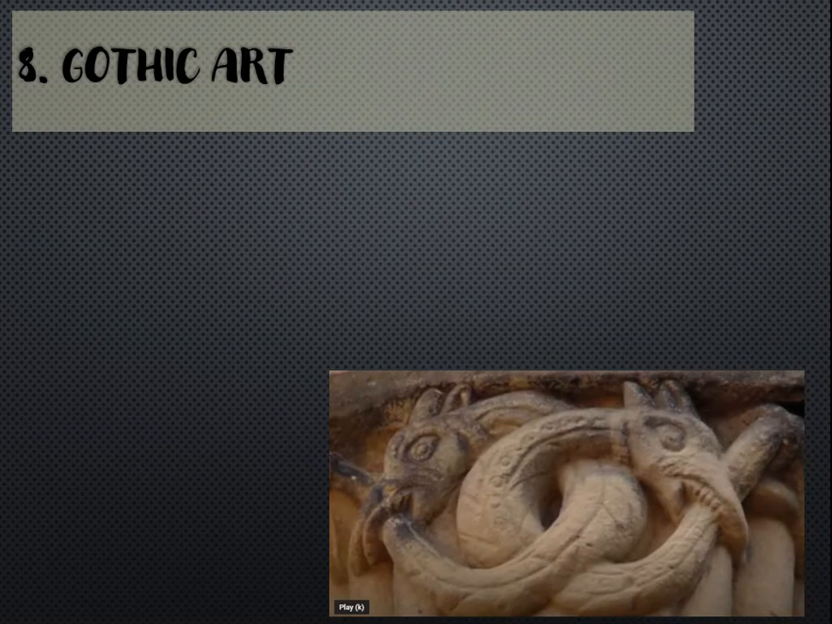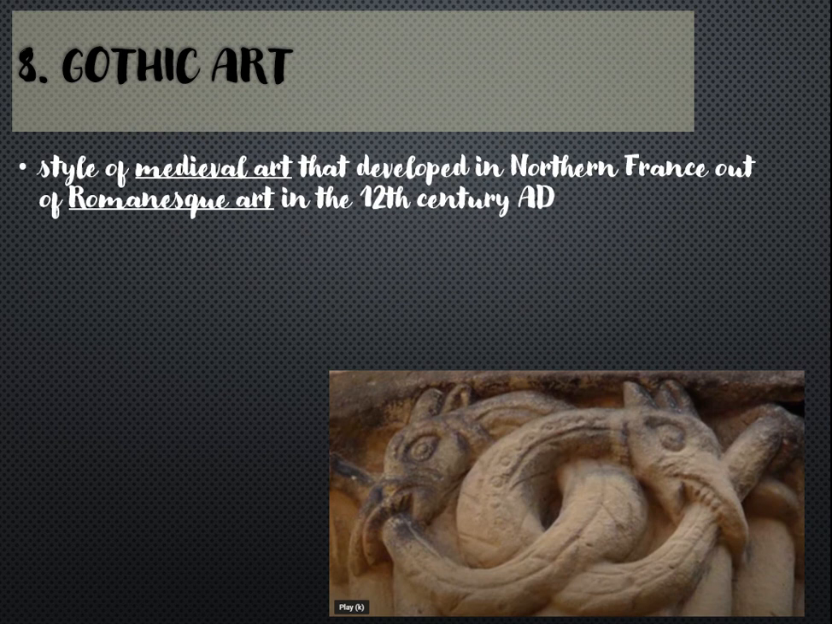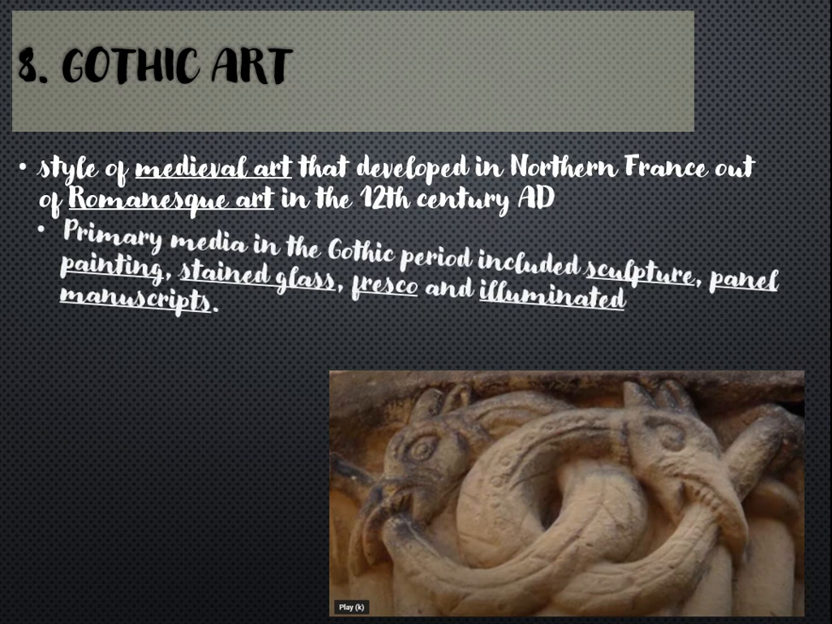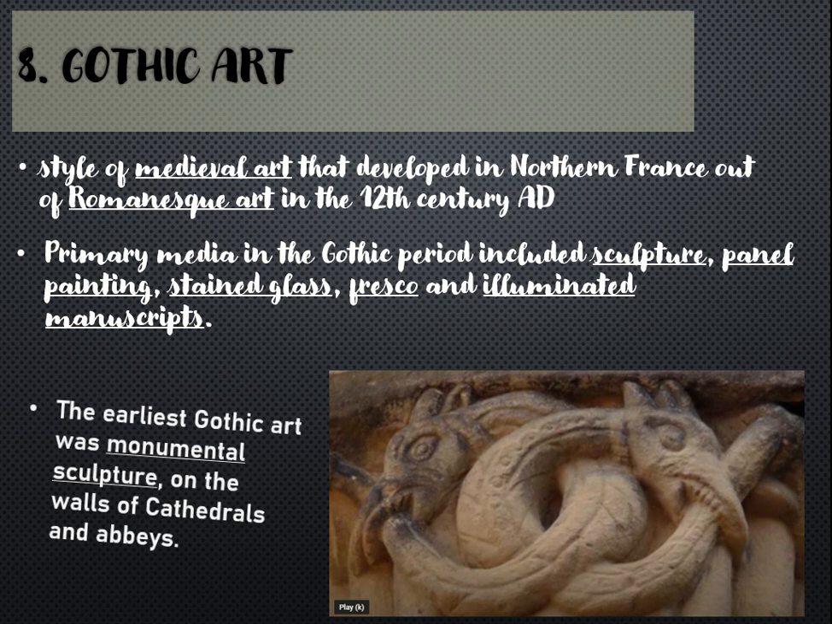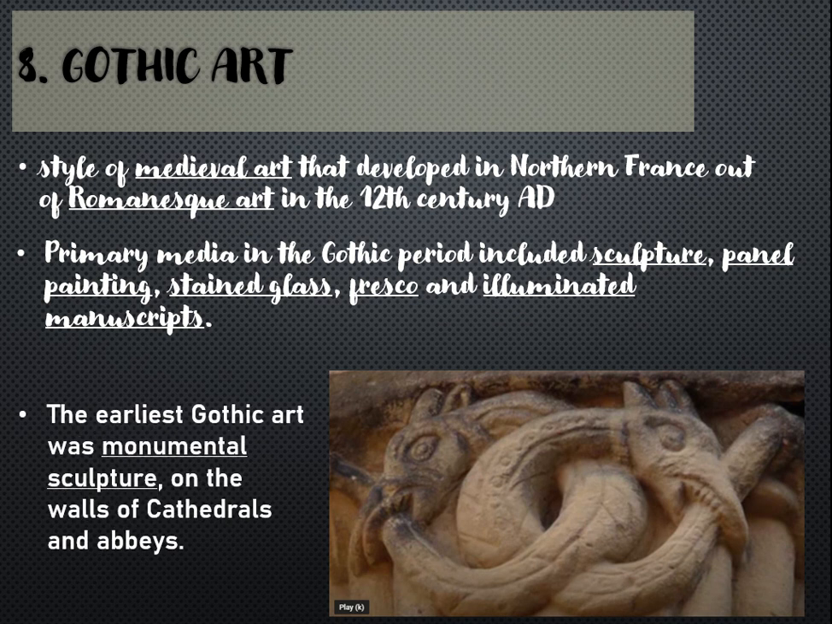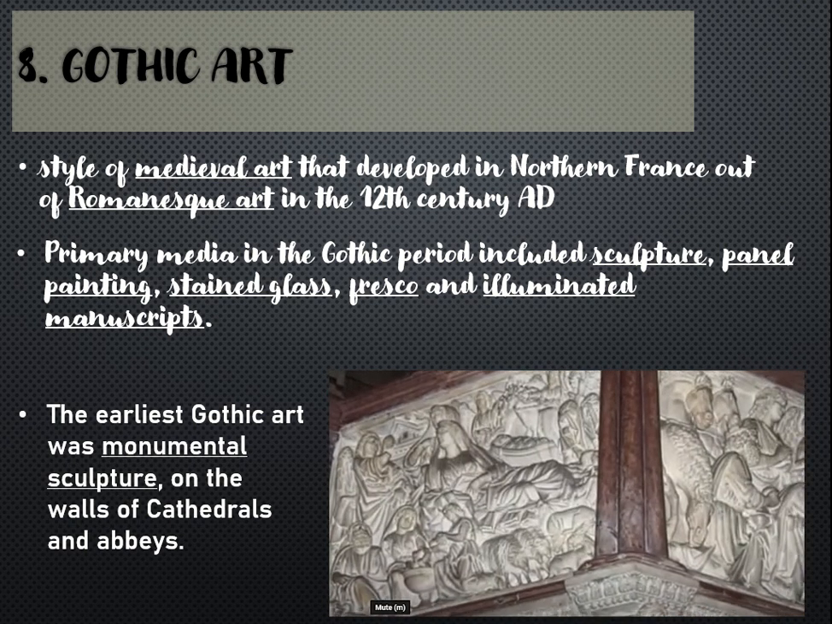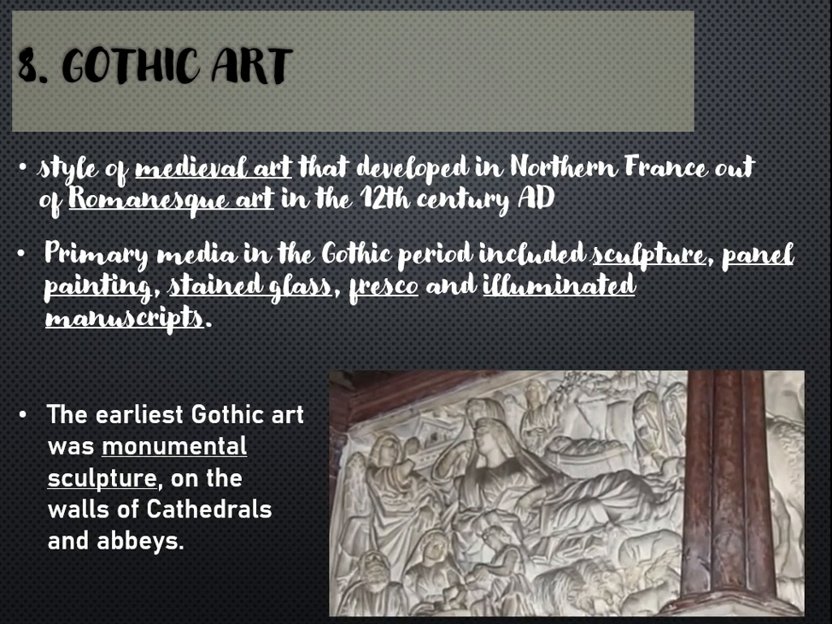Lastly is the Gothic art. It is the style of medieval art that developed in northern France out of Romanesque art in the 12th century AD. The primary media in the Gothic period included sculpture, panel painting, stained glass, fresco, and illuminated manuscript. The earliest Gothic art was monumental sculpture on the walls of cathedrals and abbeys. By the early 12th century, Gothic art had emerged in France.